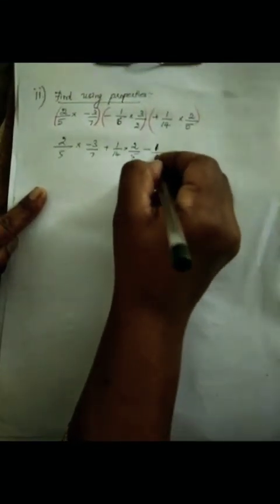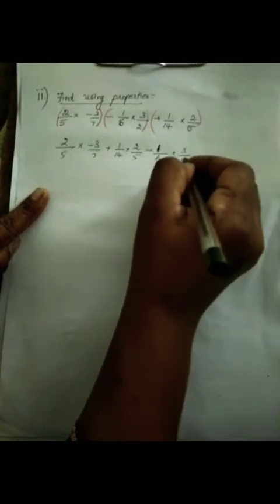In the first and third term, this 2 by 5 and 2 by 5 is common. So I am going to bring this first term and third term nearer. That is 2 by 5 times minus 3 by 7 plus 1 by 14 times 2 by 5. So that this second term will go to the last one, minus 1 by minus 6 into 3 by 2. Now see the first and second term, 2 by 5 is common. So I am bringing 2 by 5 common outside.